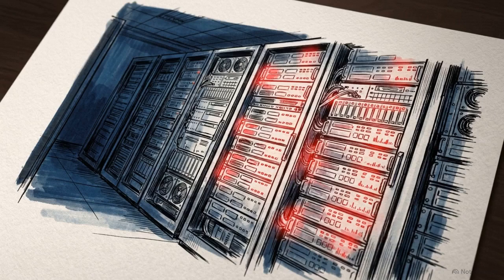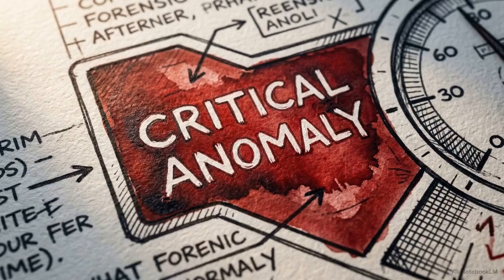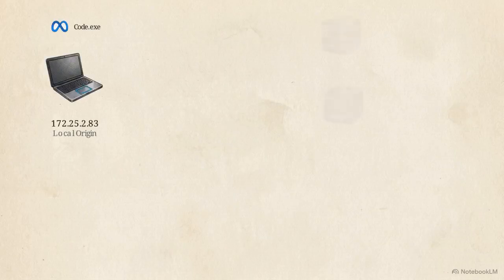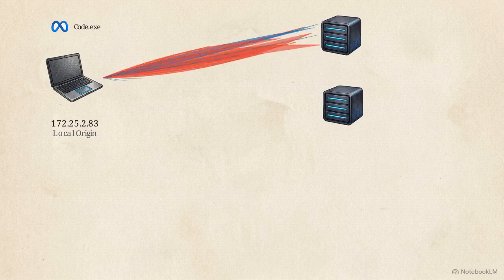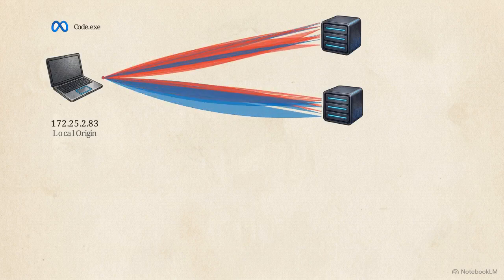We start in the middle of an active incident response. An intrusion detection system begins reporting a massive spike in suspicious activity. The sheer volume of the anomaly is the first red flag. 26 critical threats are appearing in real time, and 13 of them are originating directly from the user's local machine.